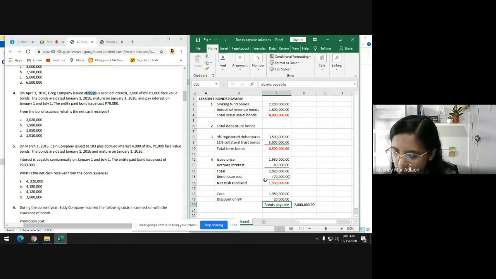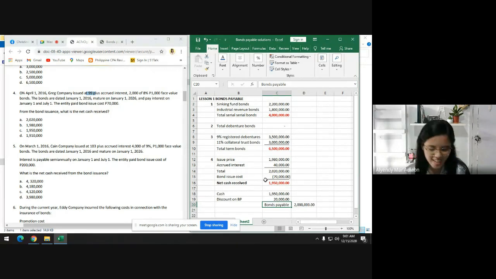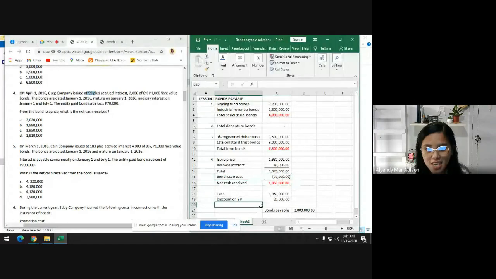1950 plus 20 plus 70. Okay, sakto na dahil class. Okay, so we still have the bond issue cost. So bond issue cost, di ba, expense man na. So debit bond issue cost.